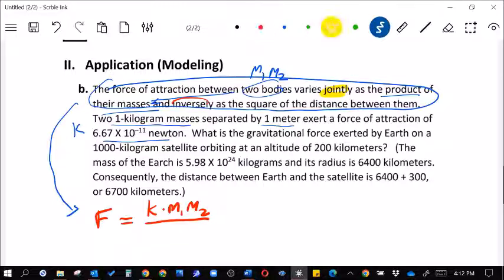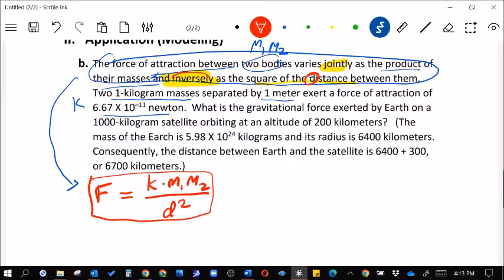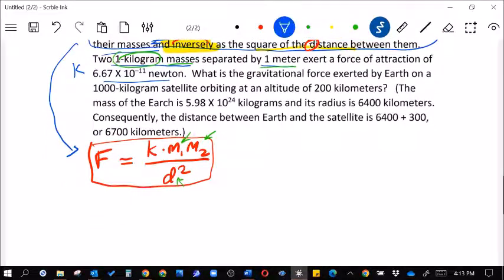And then inversely, notice that we have a second one here. Inversely, as the square of the distance between them. Well, we just already found D being squared. We did that in the last one, so we're going to count that. So we're just really adding in a joint part where it's the masses of the 2 bodies that will multiply also times the K. So this is the basic formula here. Now we need to find out what the K is. So let's take a look at the fact that 1 kilogram masses gives us M1 and M2 because they're both 1 kilogram each. And they're separated by 1 meter, so that's the distance. So let's actually put those in and get that.